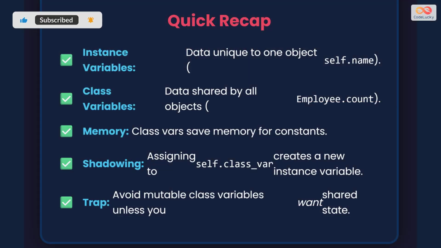To summarize, use instance variables for unique data like names and IDs. Use class variables for shared constants and counters. Watch out for shadowing when modifying variables and be very careful with mutable class variables.